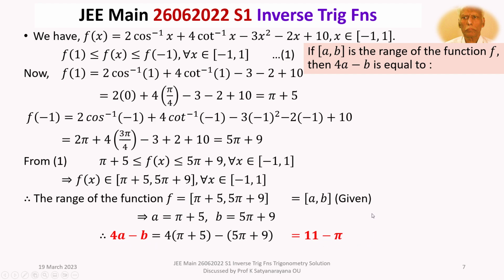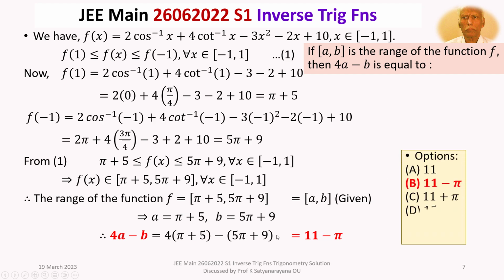Let's look at our options. Our answer 4a minus b is equal to 11 minus pi appears against option B. Therefore, the answer for this question is option B. That is the detailed discussion of the solution of the problem from the trigonometry on inverse trigonometric functions.